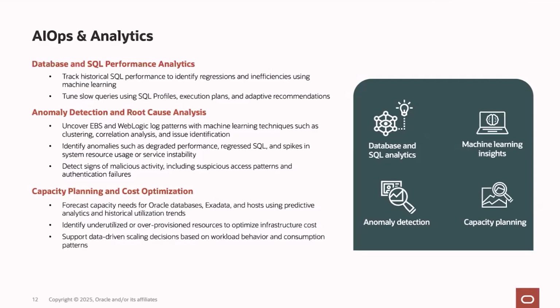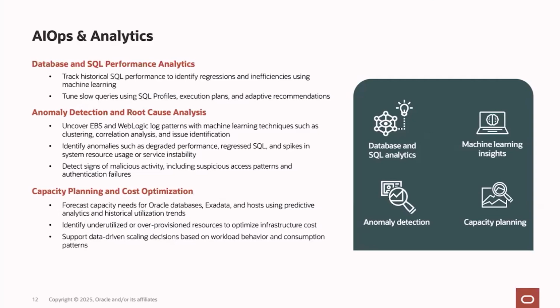There's some anomaly detection that can help with root cause analysis. So you can uncover EBS and WebLogic log patterns with machine learning techniques such as clustering, correlation analysis, and issue identification. And you can also identify anomalies such as degraded performance or regressed SQLs or spikes in system resource utilization. And lastly, you have the ability to detect signs of malicious activity, such as suspicious access patterns or authentication failures.